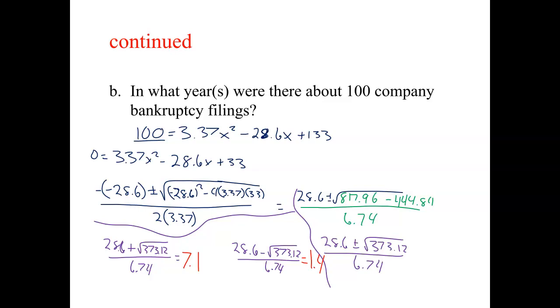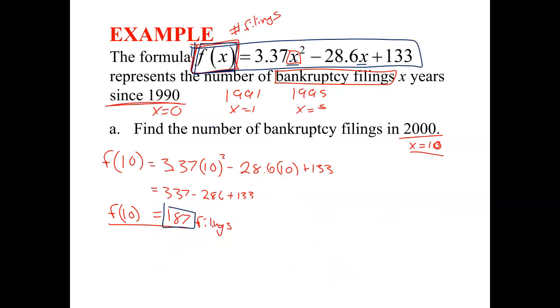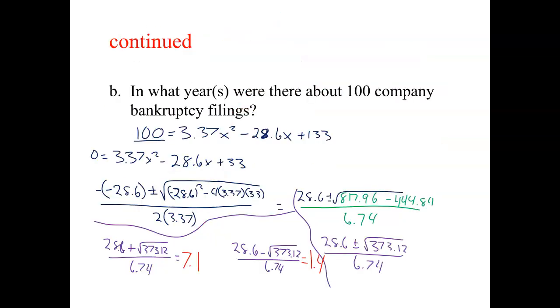Okay. So given the answers 7.1 and 1.4, what years did we have 100 bankruptcy filings? So in the year 1.4? Remember, what does X represent? Years since 1990. So, 1 year after 1990, 1991. So that's 1.4.